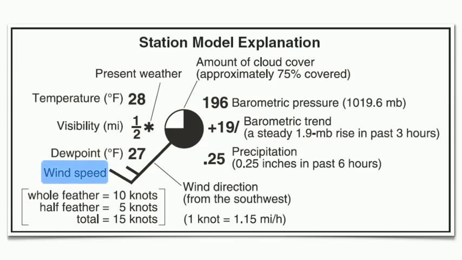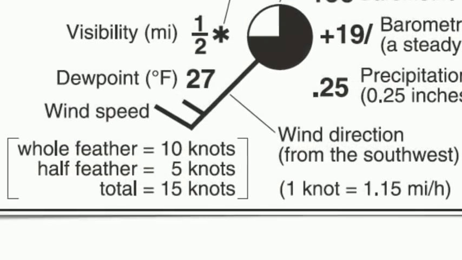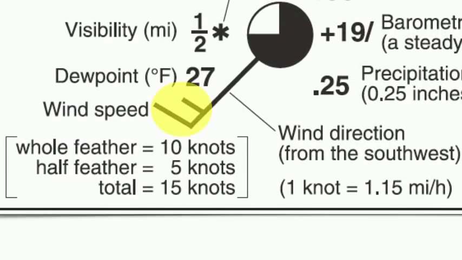Next up is going to be your wind speed. Now, your wind speed is going to be important here because it's indicated by what we call feathers. Those little tabs that are coming off the bar coming out of the station model there are what we call feathers. Now, a big feather is 10 knots. Half a feather is going to be 5 knots. So you add them up, and in this example, you have a total of 15-knot wind. Now, a knot is just another unit that we're going to use to measure wind speed, very similar to a mile per hour.